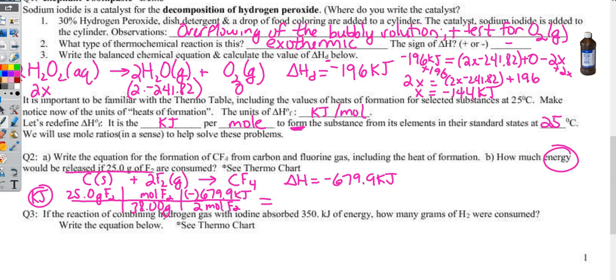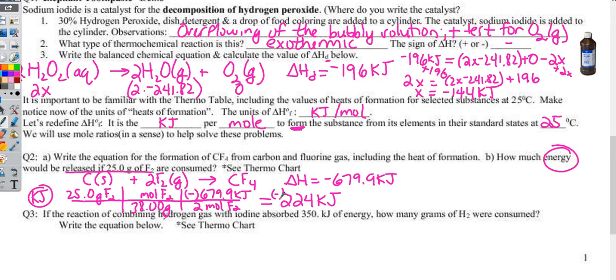Or what you can do is switch your 2 moles of F2 to 1 mole of CF4 and then say for every 1 mole of CF4 it's negative 679.9. It's the same thing, you're using a ratio. So let's get this calculation and see what the answer is. Okay, and the answer is 224 kilojoules. Yes, negative, but because they said how much energy is released, they're basically just looking for the net amount, or the absolute value amount, of energy that's being released.